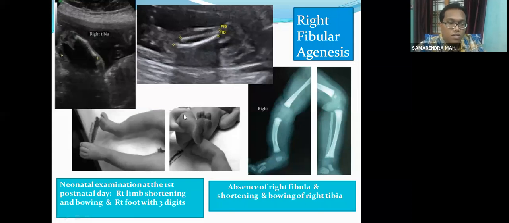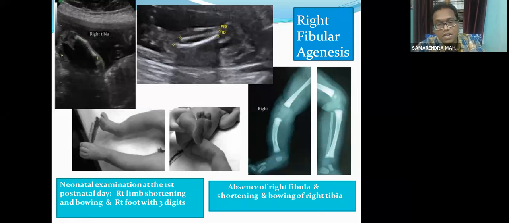And the lower real-time image of the baby on day one of delivery shows the right lower leg is somehow shorter than the left lower leg, due to the bending and absence of the fibula. And also the foot, the plantar view of the baby, shows only 3 digits; 3 toes are present.